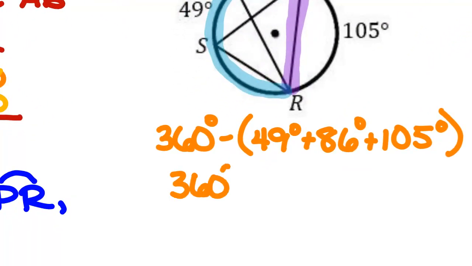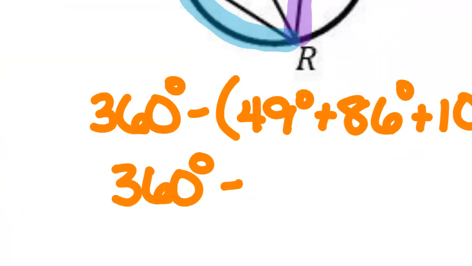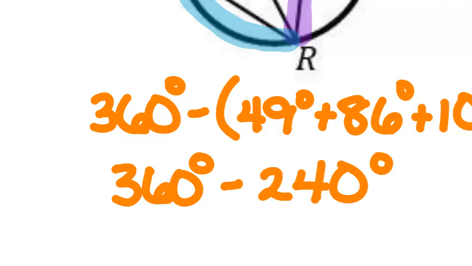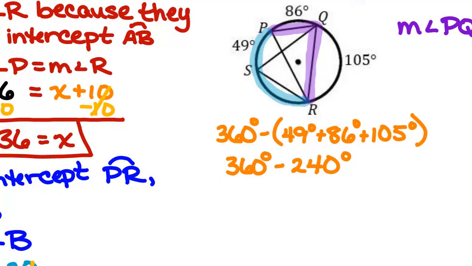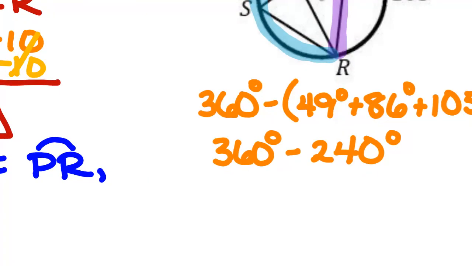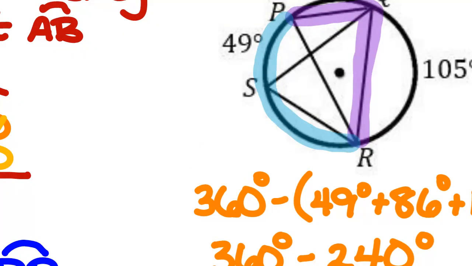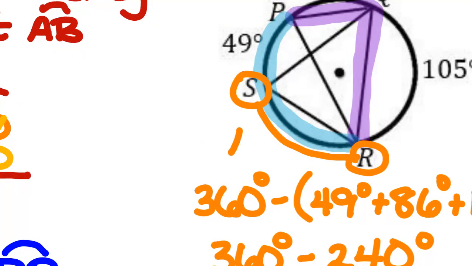So that would be 360 minus, what, 240, I think? Can somebody correct me if I'm wrong? I think it's 240. And what is 360 minus 240? 120. So from S around to R is 120 degrees.